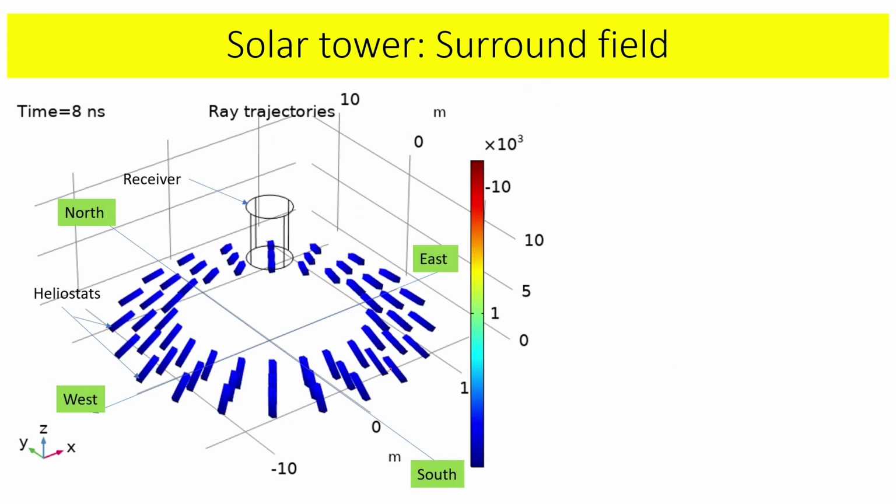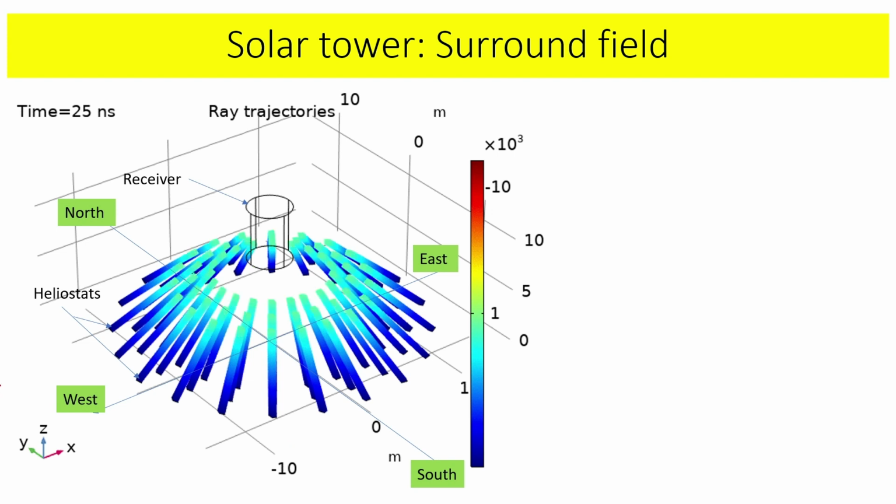So this is the surround field solar tower. Through an animation, I tried to explain. These are all the collectors. We call them heliostats. Heliostats means they are stationary, focusing the sunlight over the receiver. This is the receiver, and I'll show the flux distribution.